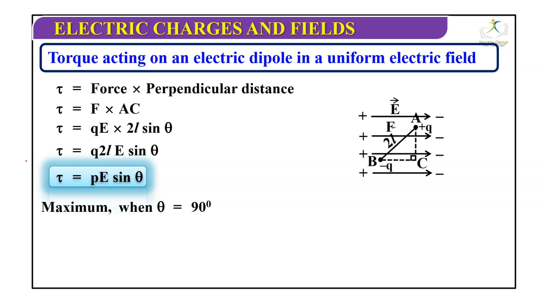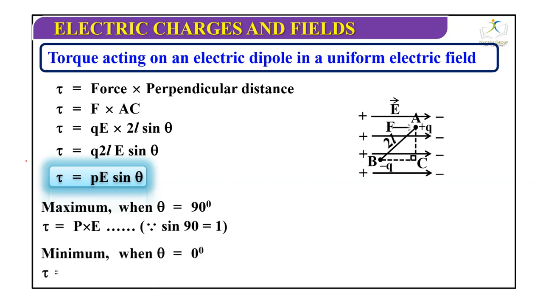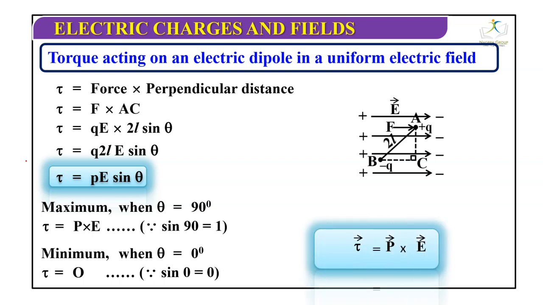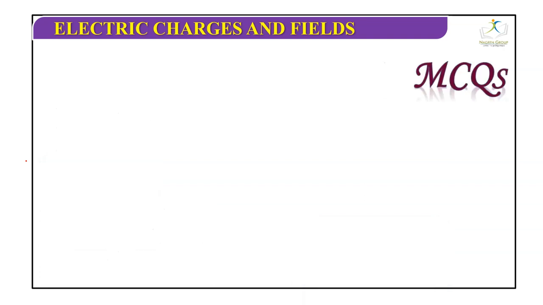Maximum is when theta is equal to 90, tau is equal to PE, because sine 90 is equal to 1, and minimum when theta is equal to 0, because at that time torque will be 0. So this is the final value in the form of vector: vector tau is equal to vector P cross vector E.